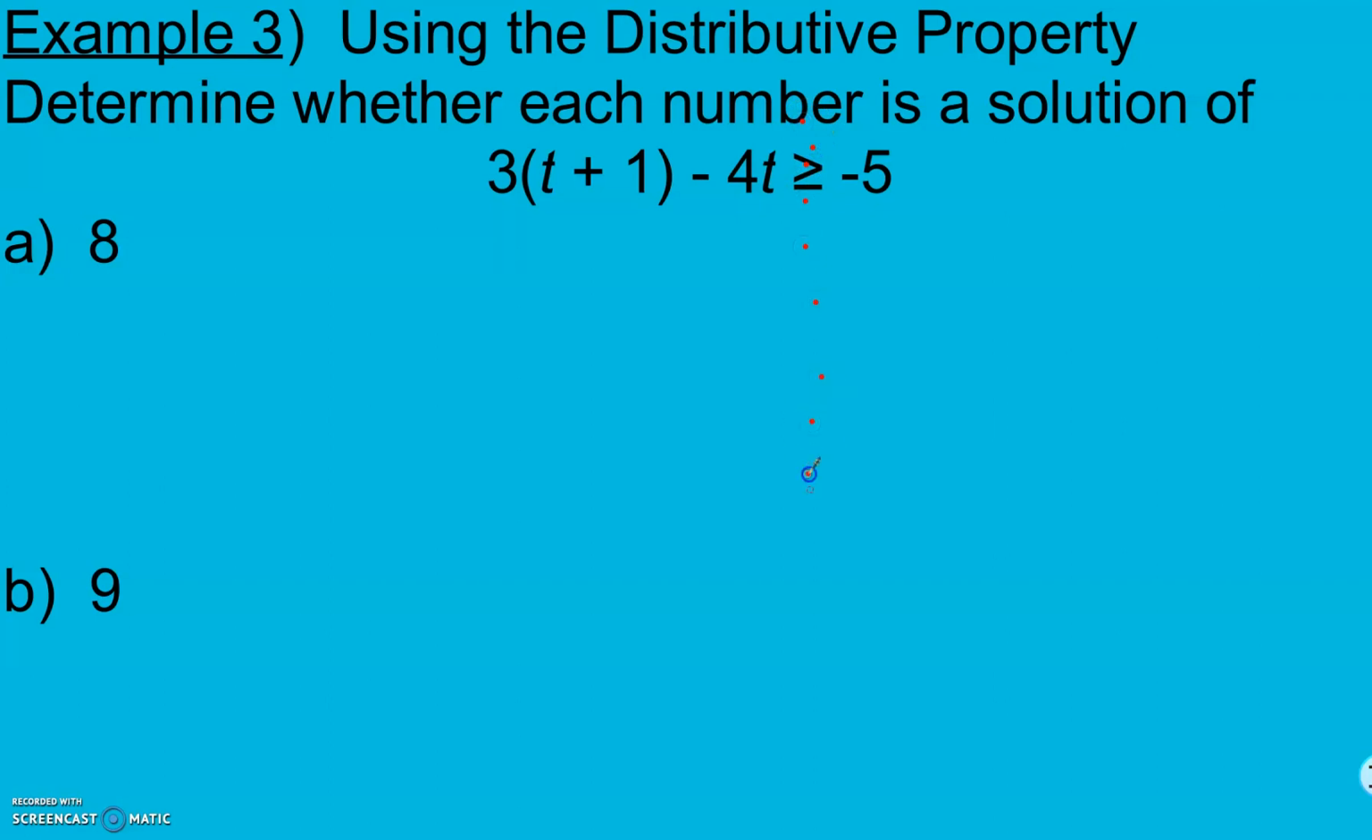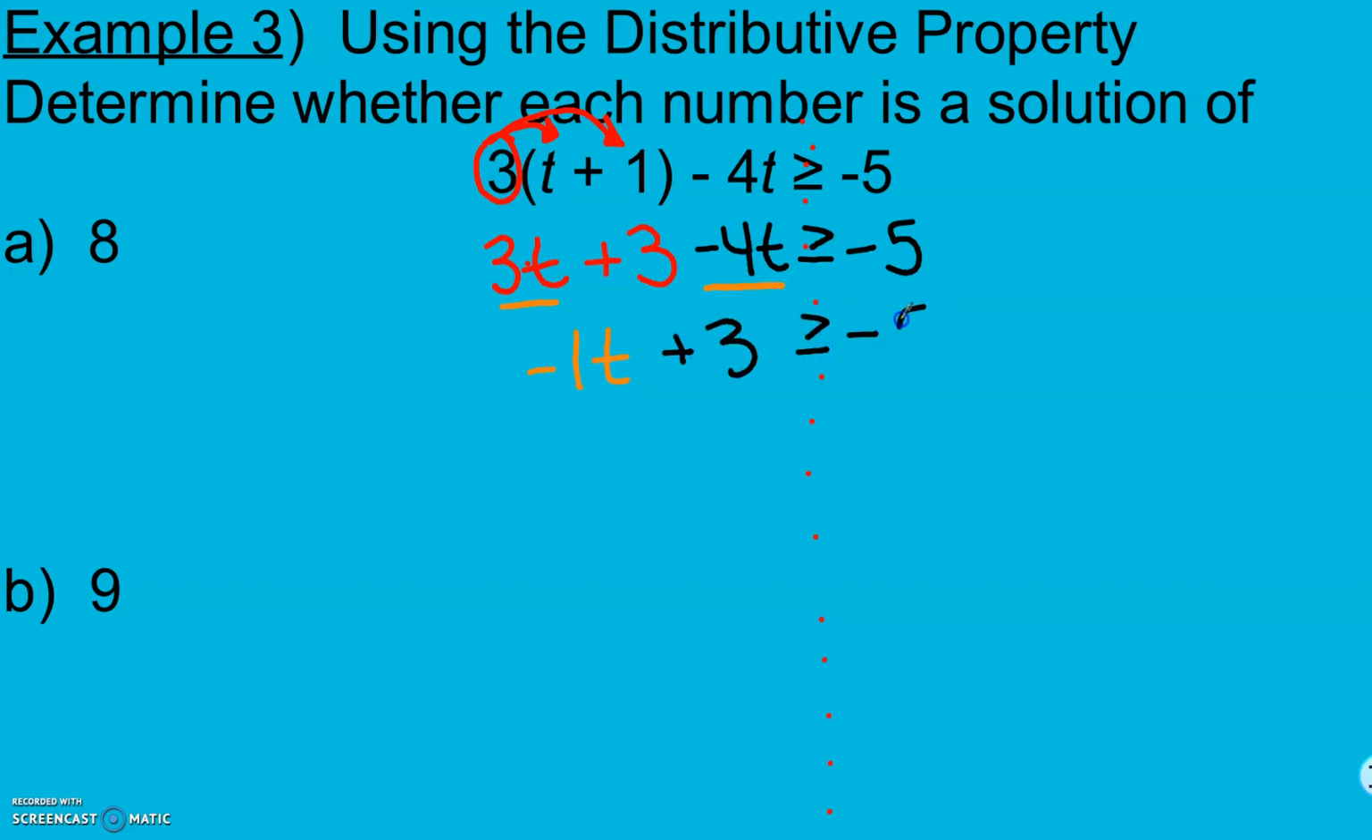When I look here, my left side is not as simple as I can get it. I can distribute first. So I take 3 times t, and I take 3 times 1. My left side still isn't as simple as I can get it because I have like terms. 3 minus 4 gives me -1t. I still have that plus 3. And I haven't done anything other than simplify my left side, so I don't change my inequality or mess with that. I don't mess with my right side. And now I finally have a simplified left side, a simplified right expression, and we can solve.